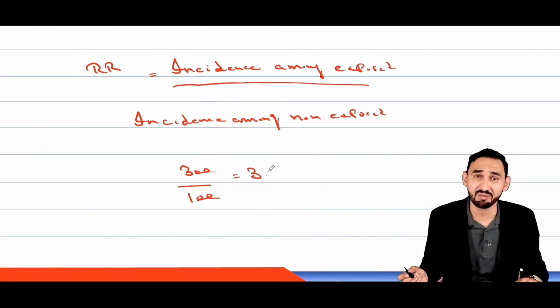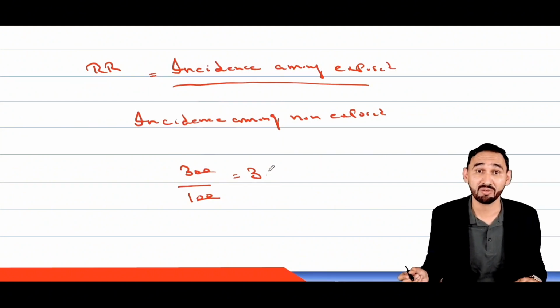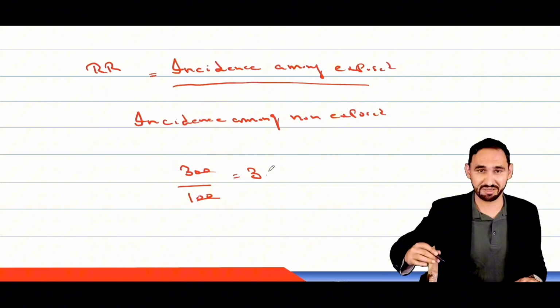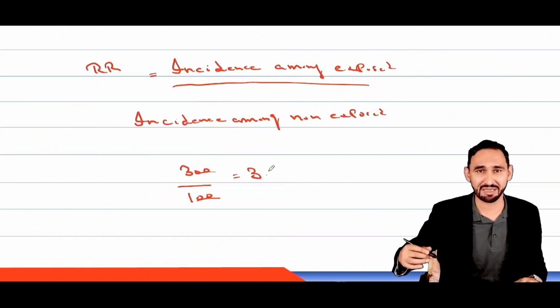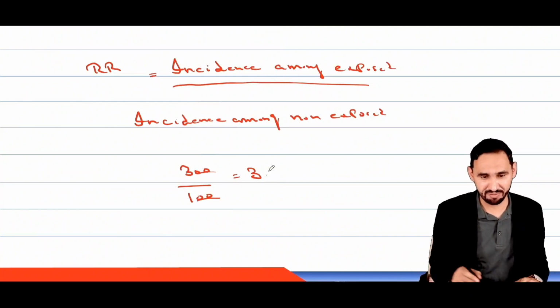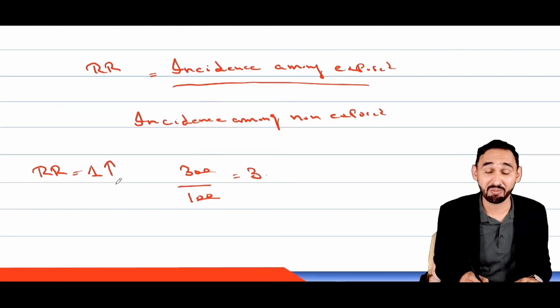So we will interpret this relative risk. How can we interpret it? There are certain boundaries, or certain cutoff points. If a relative risk is greater than 1, there will be positive association. We can say that there is positive association between the risk factor and the disease.